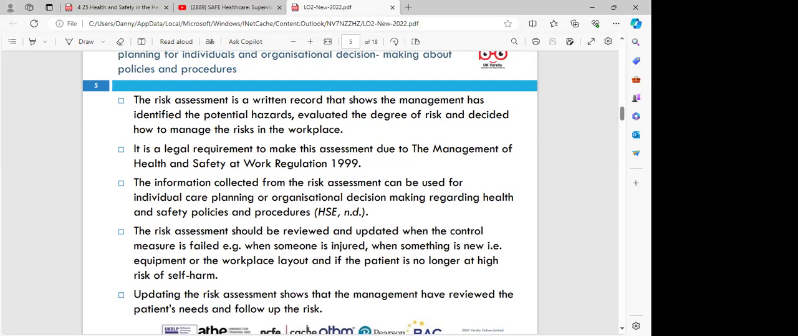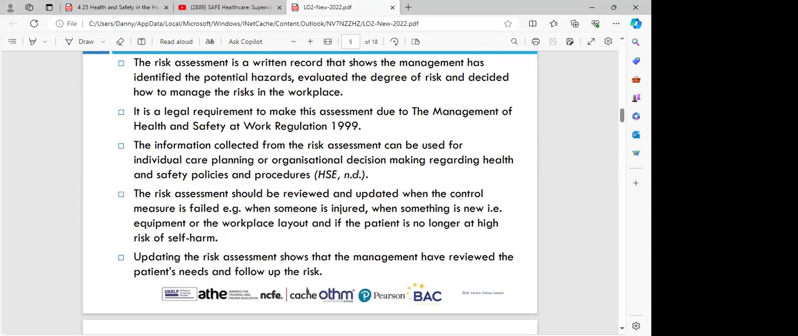the Management of Health and Safety at Work Regulation 1999. And anytime I'm asking if you can hear me, I need you to respond, because sometimes your internet goes off and I don't know. So you need to be responding so I know. Okay. So the legal requirement to make this assessment is due to the Management of Health and Safety at Work Regulation 1999. Okay.